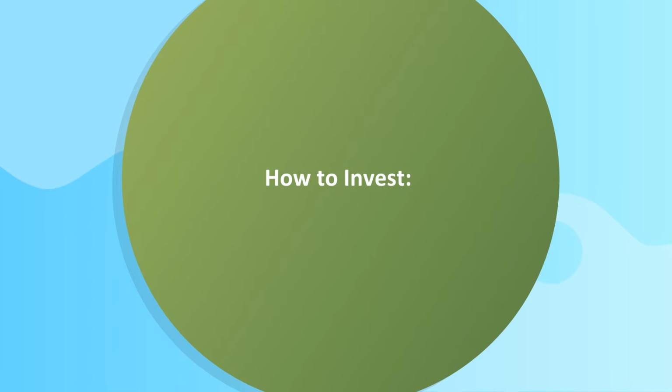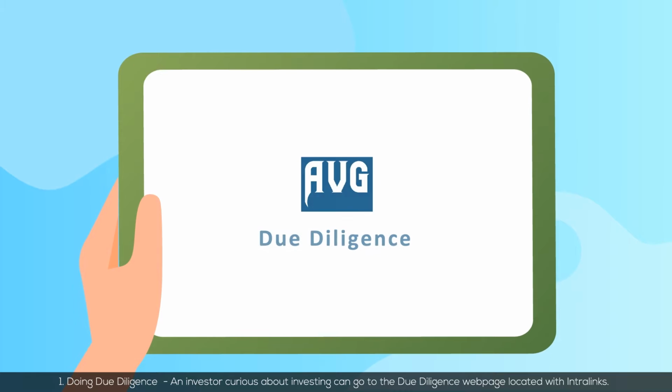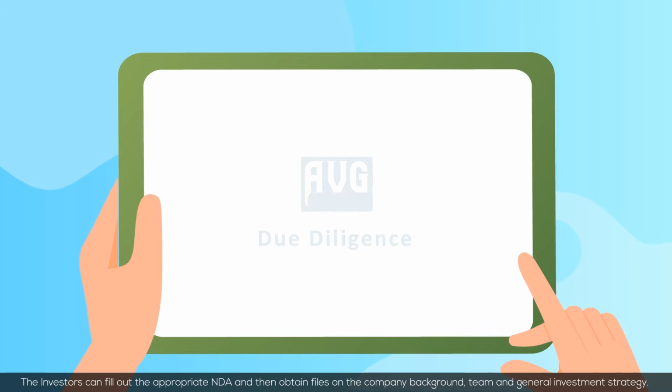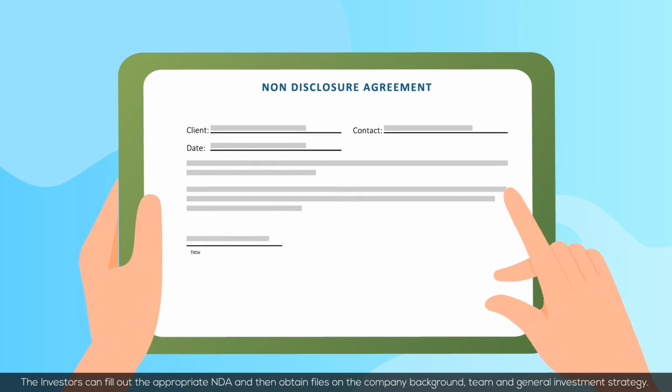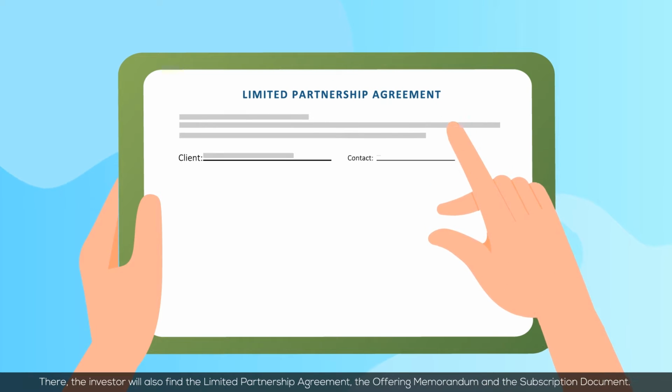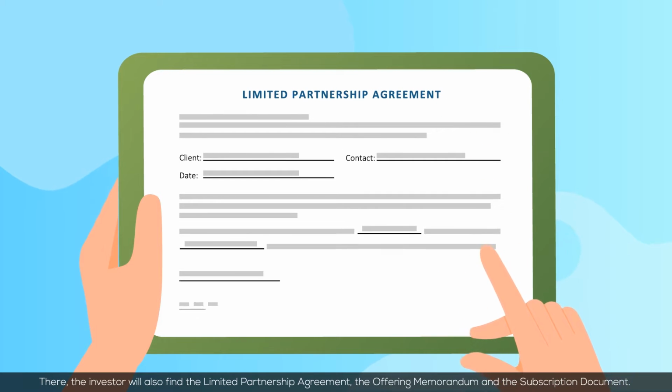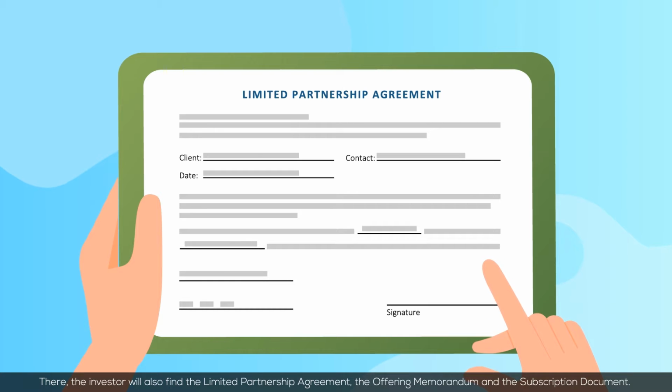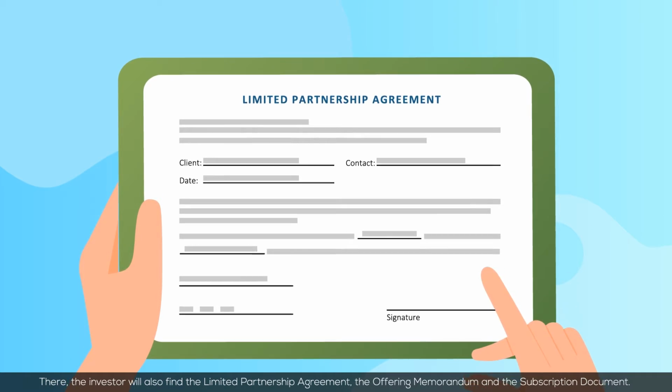How to invest. Investors do the following. 1. Doing due diligence. An investor curious about investing can go to the due diligence webpage located with Intralinks. The investors can fill out the appropriate NDA and then obtain files on the company background, team, and general investment strategy. There, the investor will also find the limited partnership agreement, the offering memorandum, and the subscription document.